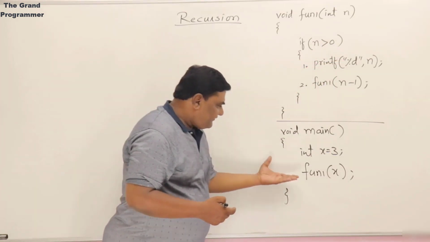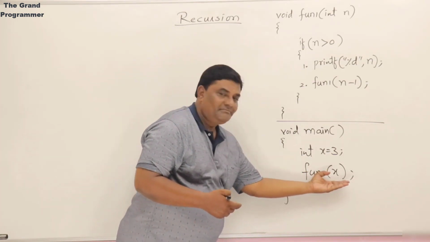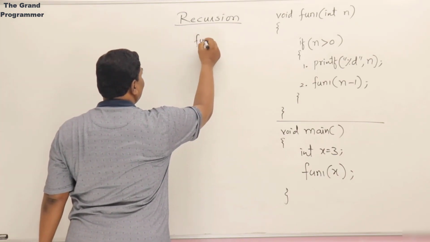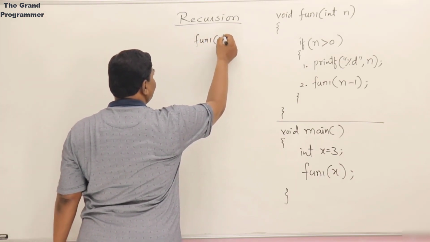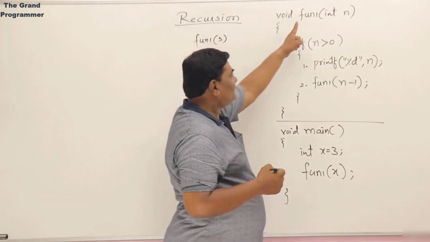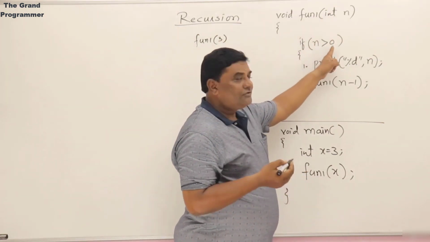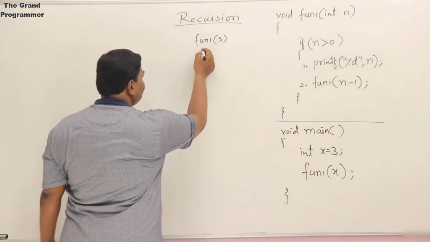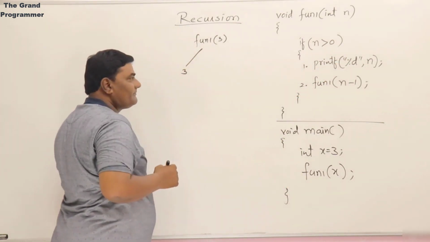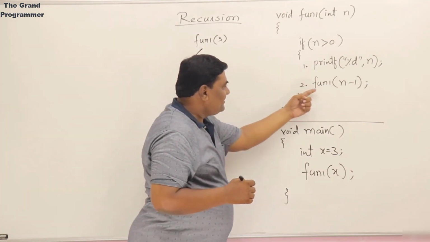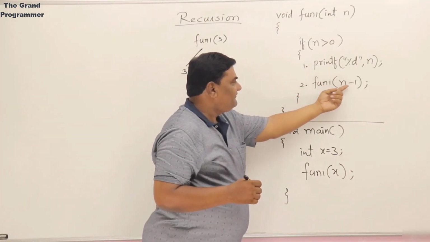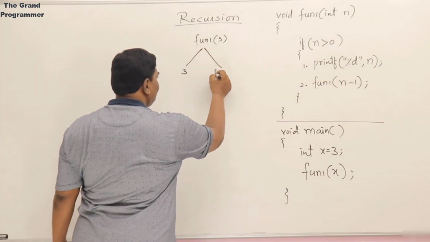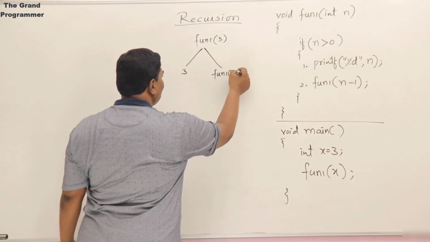Let us start. From here I am calling function fun1 by passing x, that is value 3. So here fun1 by passing 3. First time it has got 3. 3 is greater than 0? Yes. First step, print n. So first step is print 3. Then what is the second step? Call itself again, fun1 for 3 minus 1, that is 2. So it will call itself again by passing fun of 2.